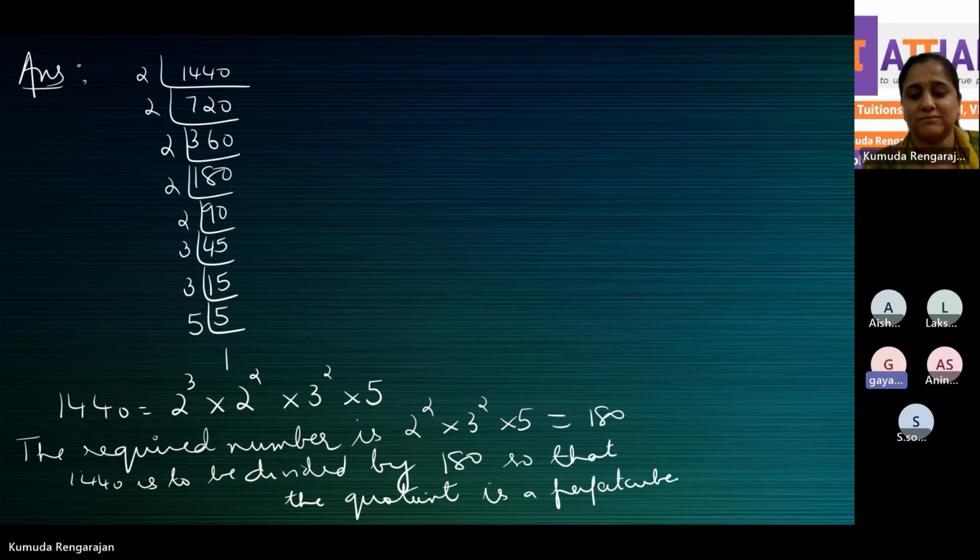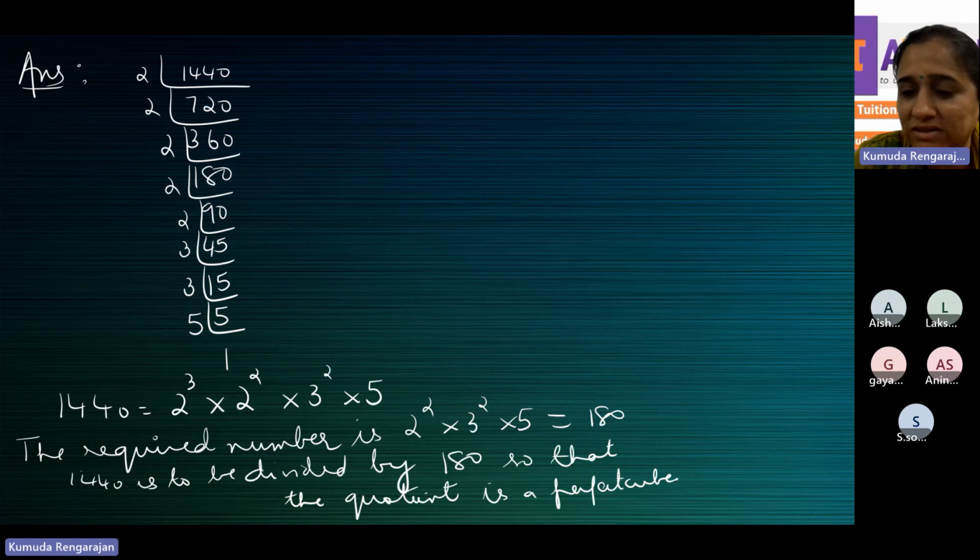I'm having the same doubt, ma'am, but what should we do if it is for square, ma'am? No, I don't get your question, Gayatri. Once again. What should be divided with 1,440 to make it a perfect square, ma'am? What is the smallest number? 180. Ma'am, we need to do the same steps. No, steps are different.